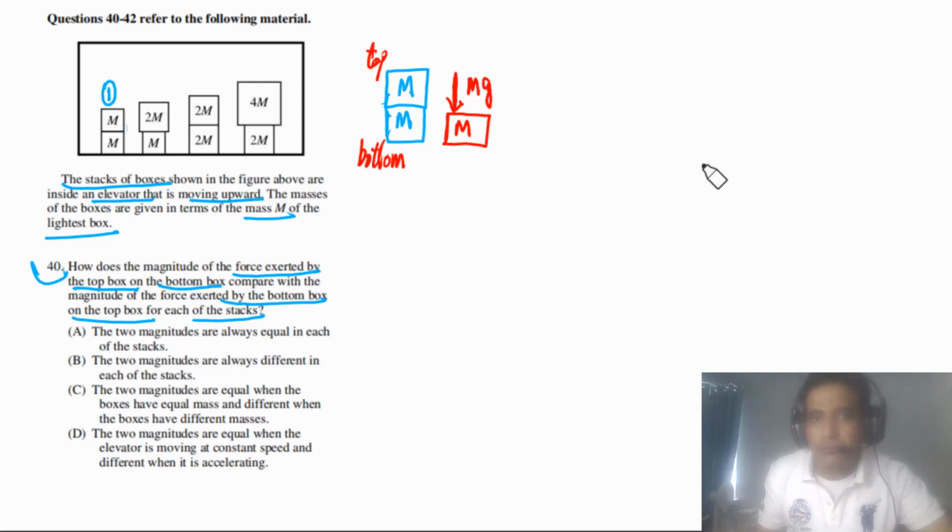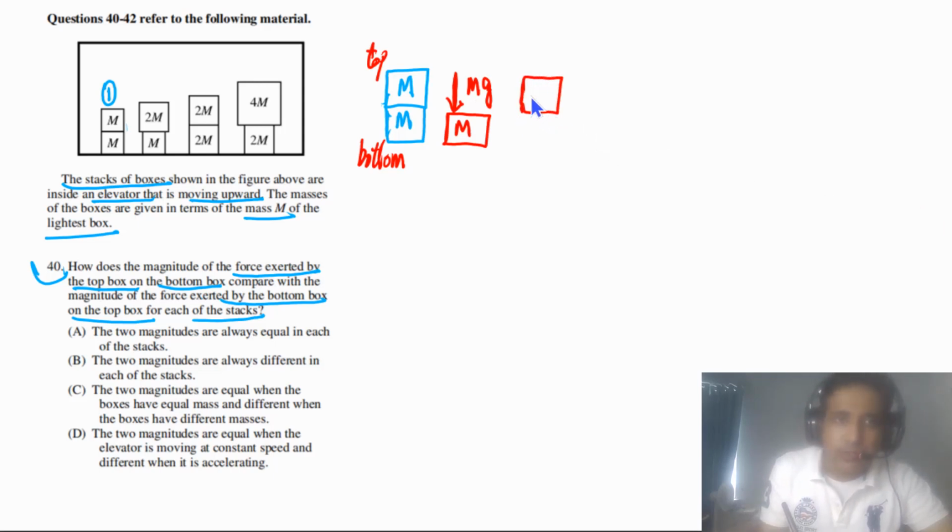And now if we draw the top box, it also has mass m, and the bottom box will push on this one upwards with the same magnitude of force, that is mg. Because these forces are action and reaction forces, they are the same type of forces, they are acting on two different objects and they are acting in opposite directions.